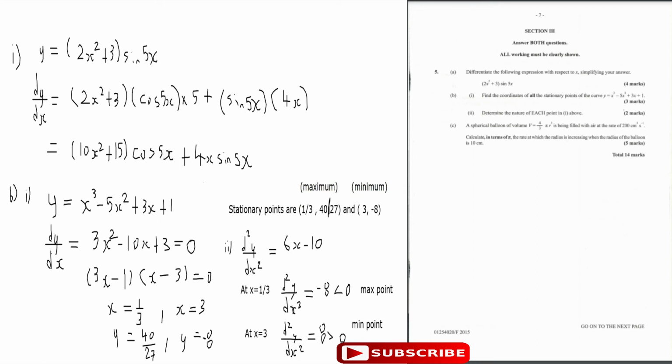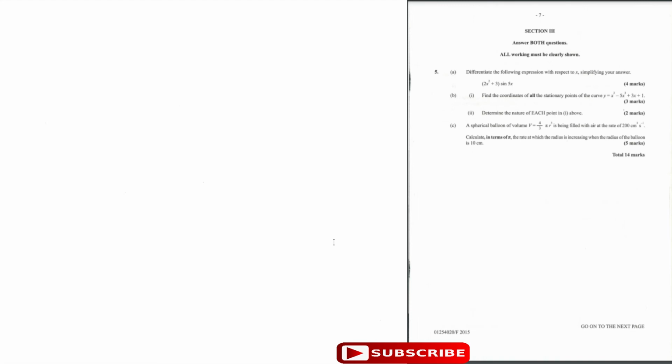Now part C. Part C says, the spherical volume of a balloon is 4 over 3 pi r cubed, and it is filled at a rate of 200 centimeter cubed per second. Calculate, in terms of pi, the rate at which the radius is increasing when the radius of the balloon is 10. So they're asking us to calculate the rate at which the radius is increasing. So they're asking us to calculate dr by dt.